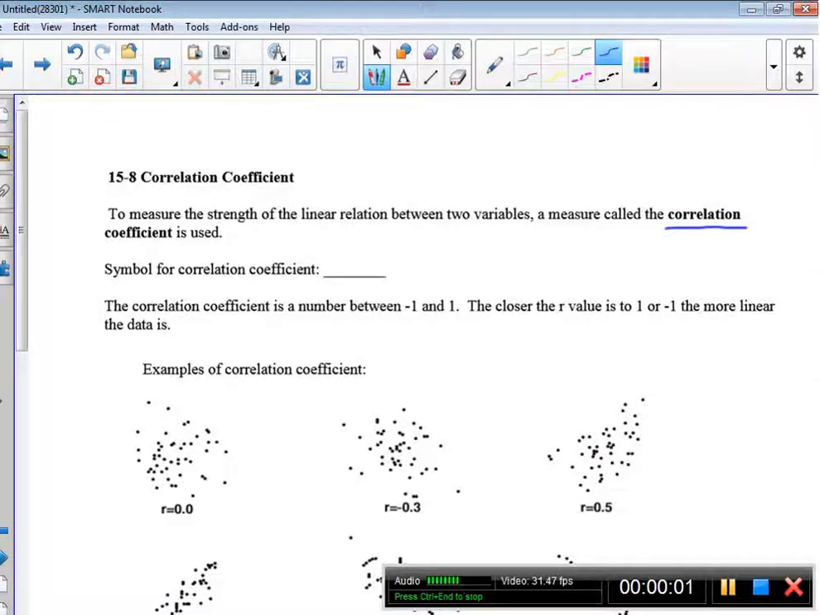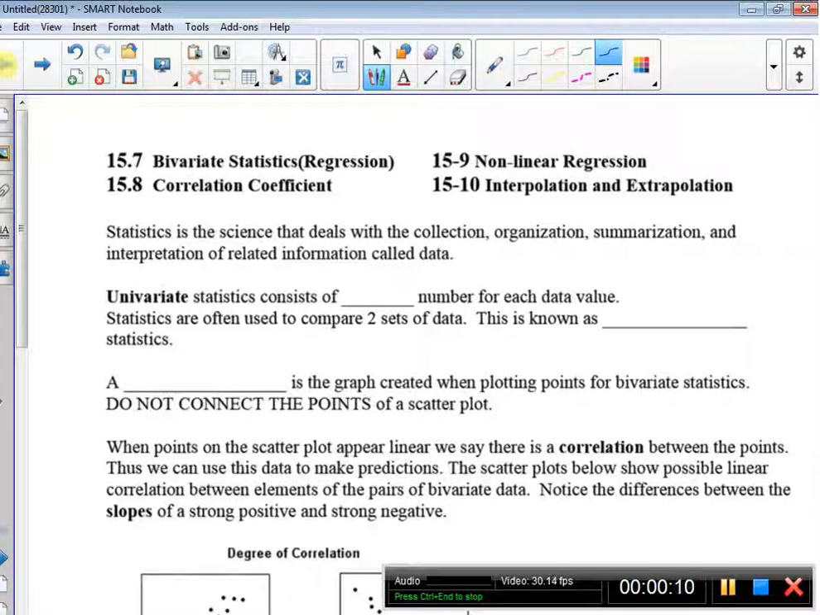Okay, today we're going to be talking about bivariate data. Back to the beginning. So univariate data consists of one number for each data value.